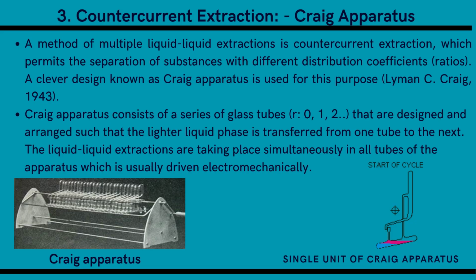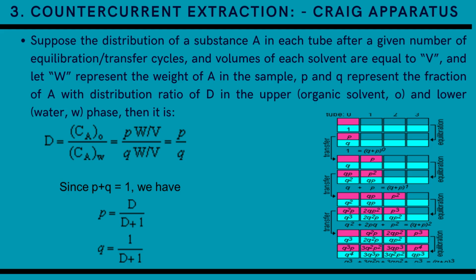In the following animated picture of a single glass tube, the typical extraction transfer cycle is shown. Here, we will see what is mechanism for separation of solute molecules in multiple glass tubes in Craig apparatus, based on Nernst distribution law. Suppose the distribution of a substance A in each tube after a given number of equilibration, transfer cycles, and volumes of each solvent are equal to V, and let W represent the weight of A in the sample, P and Q represent the fraction of A with distribution ratio of D in the upper, organic solvent, O, and lower, water, W, phase.